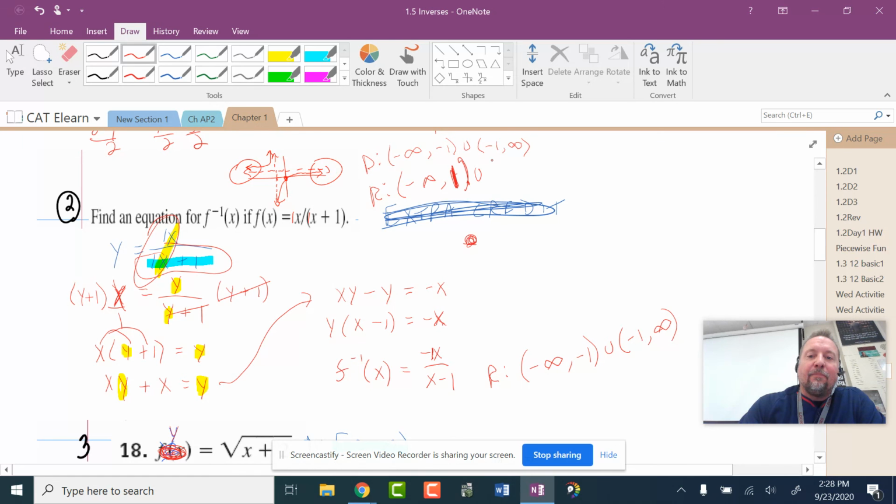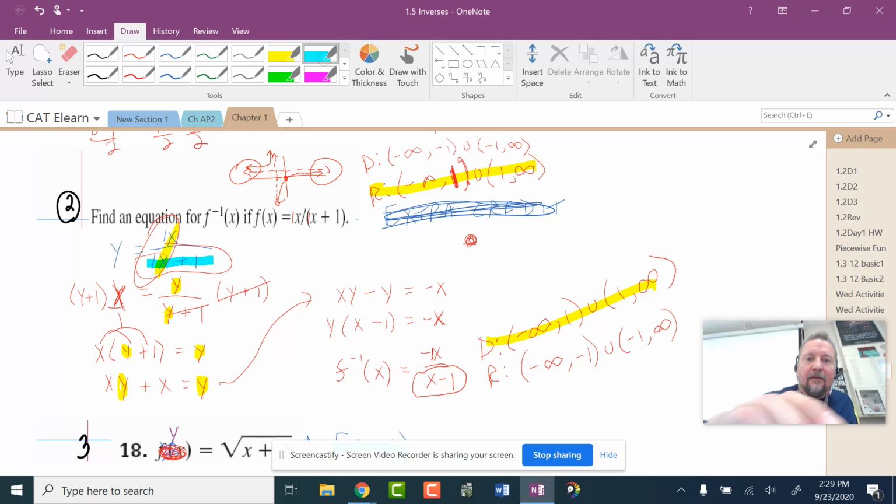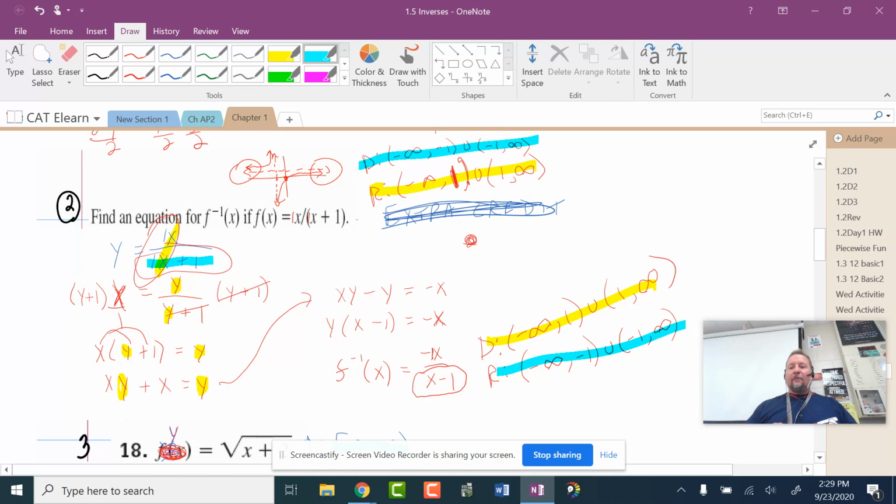There's another brain misfire. This is like a little electrical impulse that went the wrong way. And then the domain, well, look at the domain here. x can't equal 1 because it has a vertical asymptote. So the domain of the original, wrong. The range of the original is the domain of the new. Range, domain, range, exchange. What a perfect end. Okay.